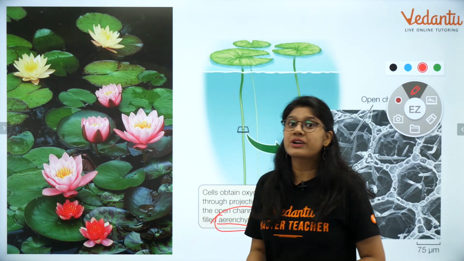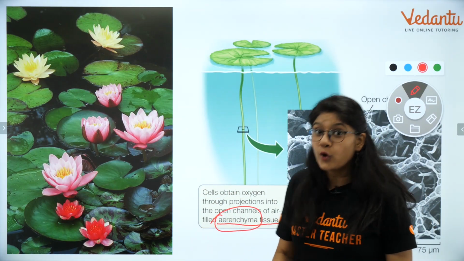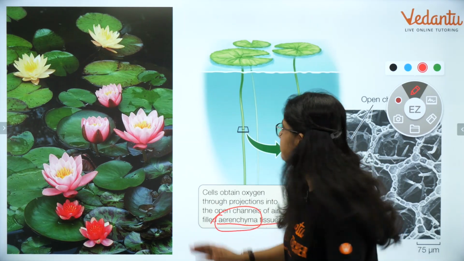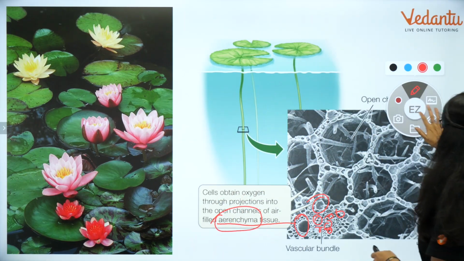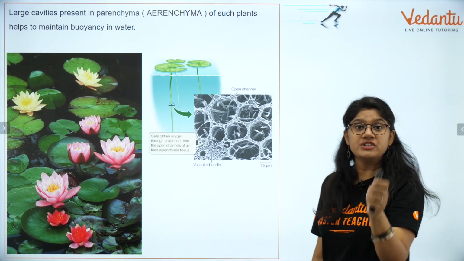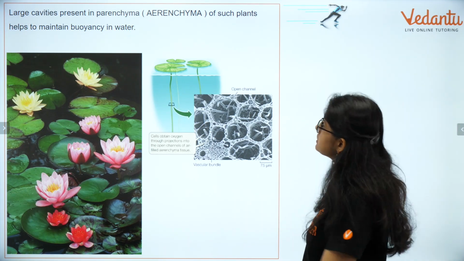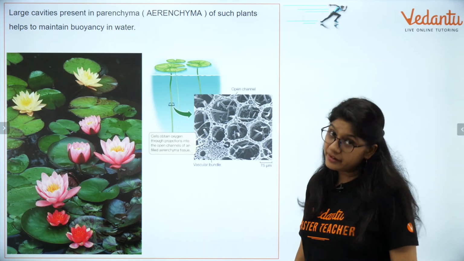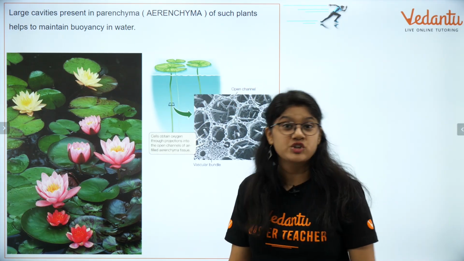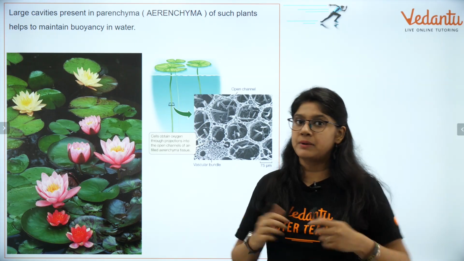Okay, this is how you can write your answer. I hope no more explanation is required, because it's very easy. See over here, this is the way you can write the answer. There are very large cavities present in the Parenchyma, and of course this special type of tissue, called the Parenchyma, is present in the aquatic plants.